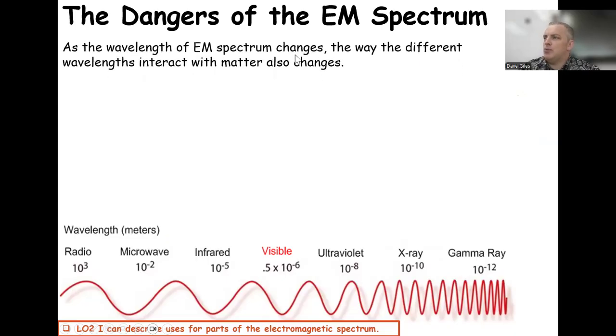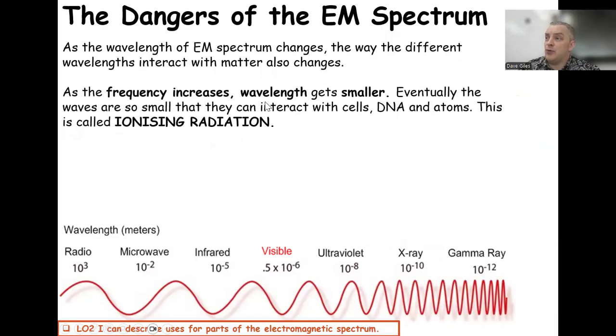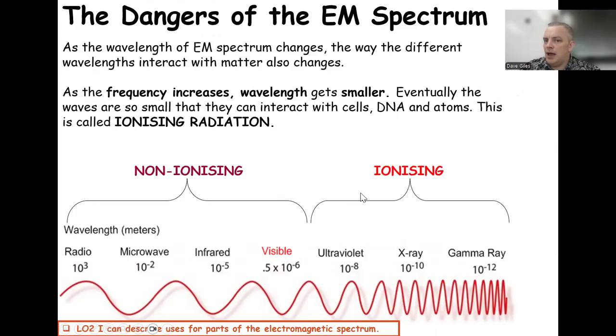As the wavelength of the EM spectrum changes, the way the different wavelengths interact with matter also changes. As the frequency increases, the wavelength gets smaller. Eventually, the waves are so small that they can interact with the cells, DNA, and atoms. This is called ionizing radiation. So these ones here, up to visible light, are non-ionizing. And these ones here, ultraviolet onwards, are ionizing, so potentially causing cancer.